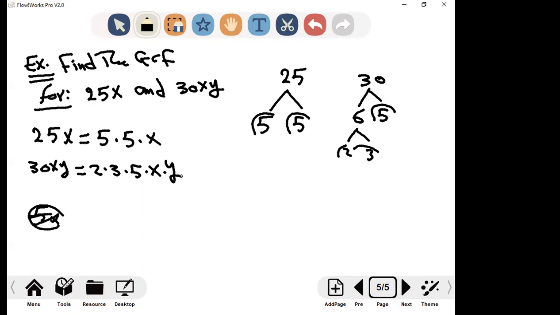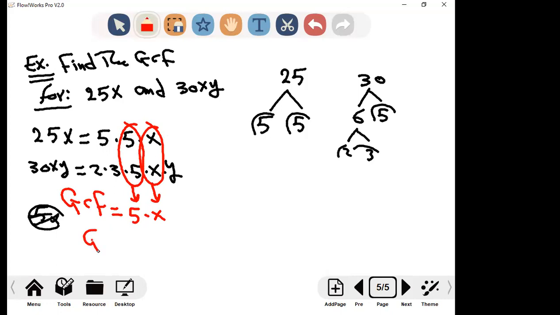Don't forget the y. Now let's make groups. 5 with 5, x with x. Do we have anything else common? No. So for the GCF, from each common group we take one. 5 times x. So the GCF is what? 5x.